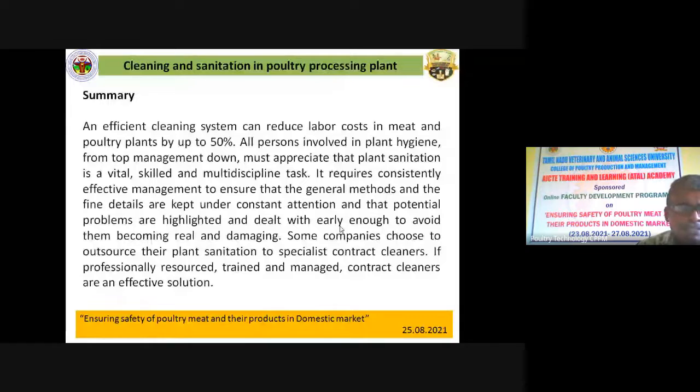An efficient cleaning system, if used in a meat processing plant, can reduce the labor cost by about 50%. So we have to provide adequate knowledge on the importance of cleaning and sanitation, so that it improves their knowledge and their attitude, and also makes the food plant workers implement all the knowledge and attitude they gathered in action.